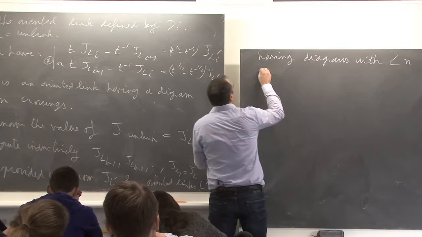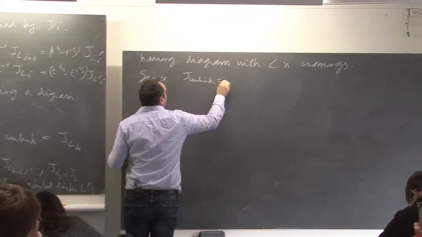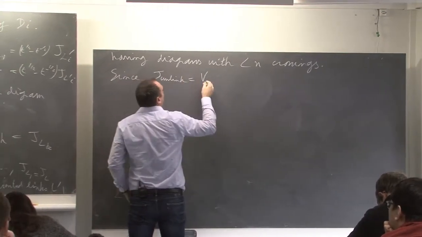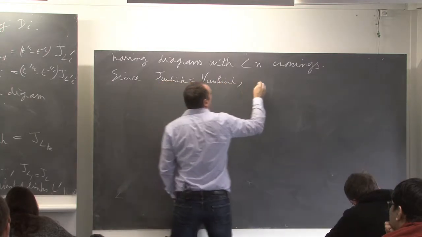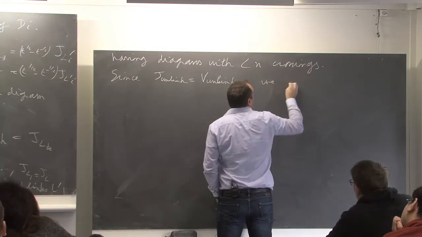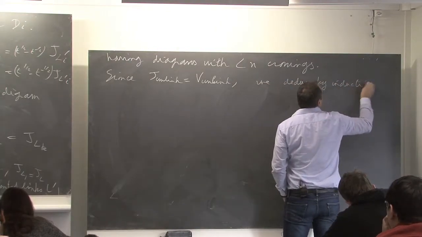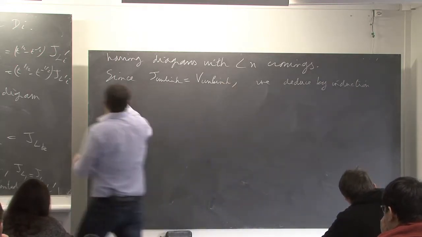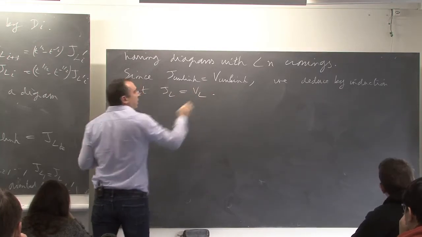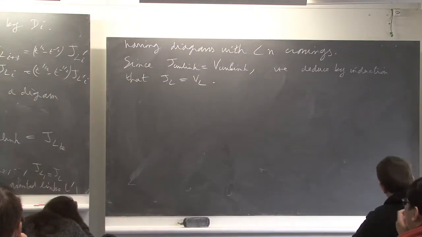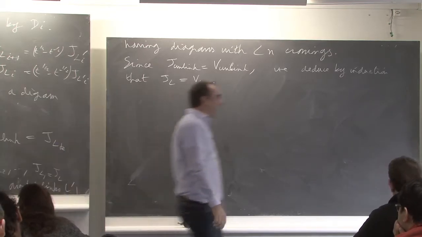And so, since for the unlink it is the same value as the Jones polynomial of the unlink, we deduce by induction that for any link, we have this. So we have proved the uniqueness of an isotopy invariant verifying A and B.